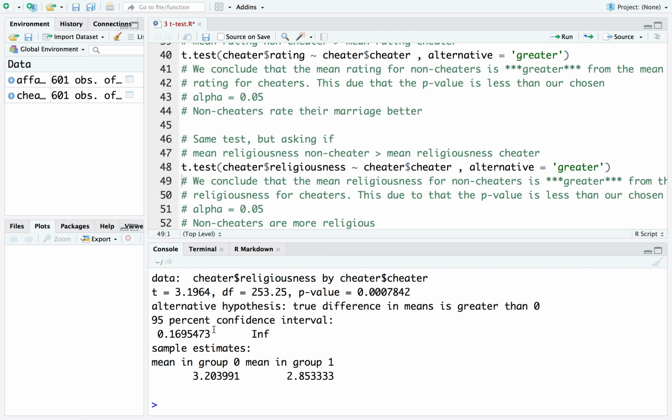And the mean difference in religiousness between non-cheaters and cheaters is at least 0.169. Okay?